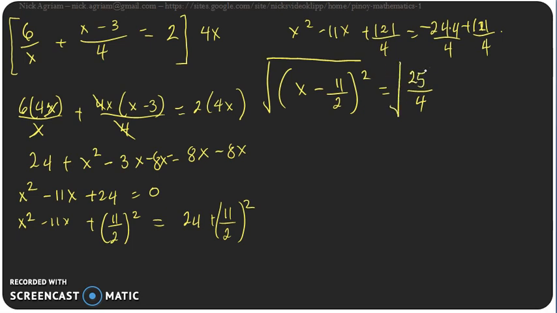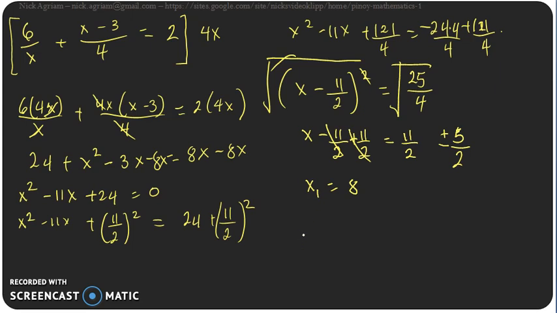So extracting the square root of both sides, we have x minus 11 divided by 2 is equal to plus or minus square root of 25, which is 5 half. If we add 11 half to both sides of the equation, then we have x sub 1 is equal to 11 plus 5, which is 16, divided by 2 is 8. That is 8, like what I said in the factoring. x sub 2 will be 6 divided by 2, which is 3.